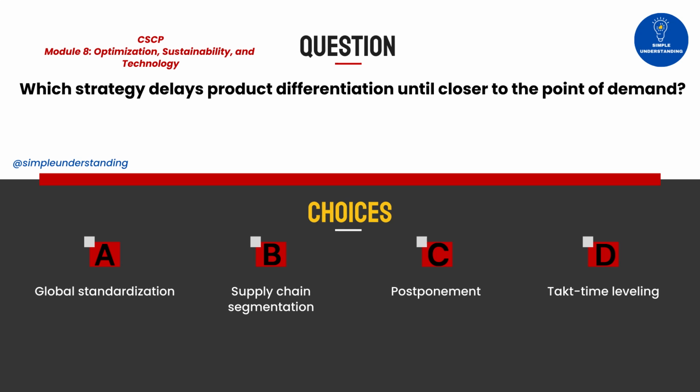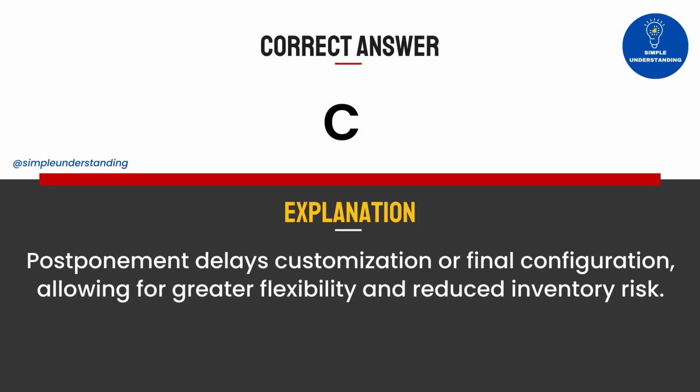Which strategy delays product differentiation until closer to the point of demand? A. Global standardization. B. Supply chain segmentation. C. Postponement. D. Takt time leveling. Correct answer: C. Explanation: Postponement allows for customization to be deferred until customer demand is clearer, increasing responsiveness and reducing waste.